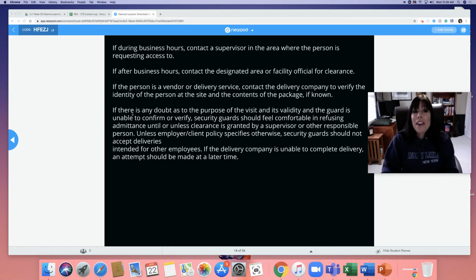So if there is any doubt as to the purpose of the visit and its validity, and the guard is unable to confirm or verify, security guards should feel comfortable in refusing admittance until or unless clearance is granted by a supervisor or other responsible person. Unless employer-client policy specifies otherwise, security guards should not accept deliveries intended for other employees. If the delivery company is unable to complete delivery, an attempt should be made at a later time.